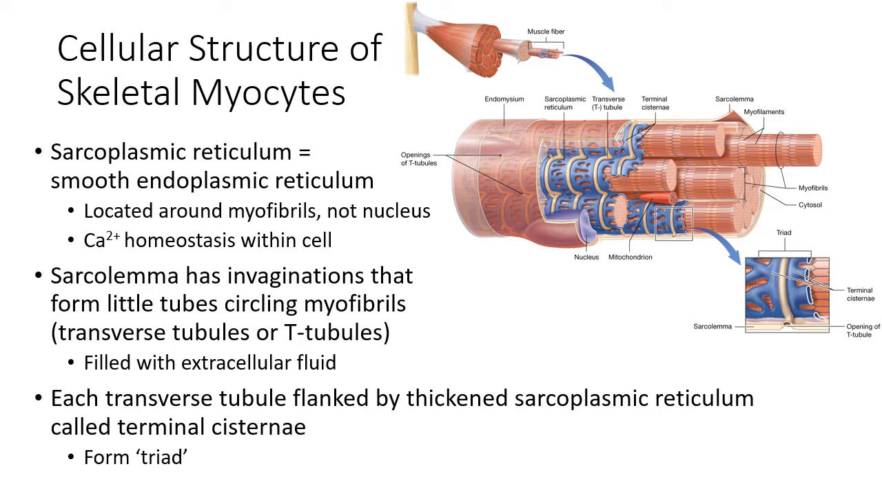If you consider the T-tubule with the sarcoplasmic reticulum on either side of it, that is considered a triad. So your T-tubule in yellow here, along with this thickened sarcoplasmic reticulum on either side of it, that's a triad. If you were to talk just about the thickened part of the sarcoplasmic reticulum that is on the side of each T-tubule, that is called the terminal cisternae.